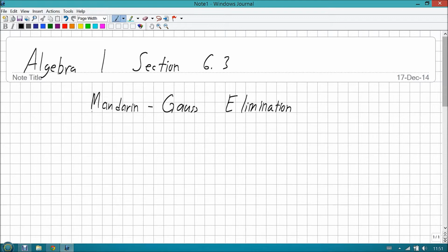Now, why do we have it called the Mandarin and Gauss Elimination Method? Before we go into our lesson, we're actually going to have a mini history lesson. There was a gentleman named Friedrich Gauss a long time ago, and Gauss was a brilliant mathematician. He was around from 1775 until the mid-1800s. 1855 is when I believe he passed away. And he created something called the Elimination Method for systems of equations.